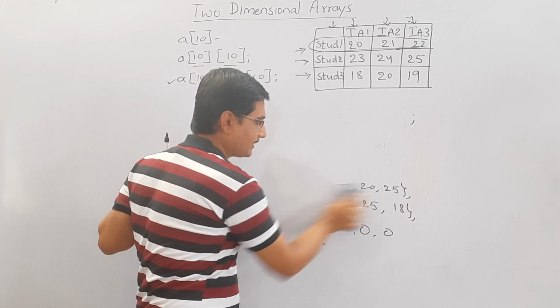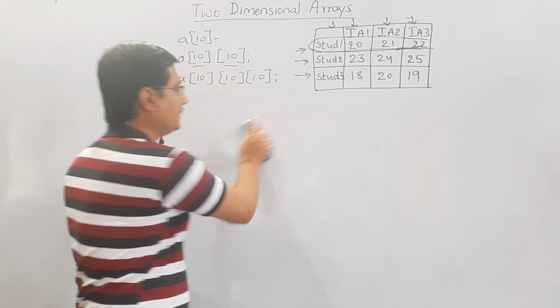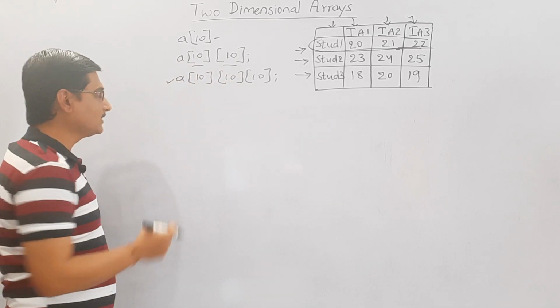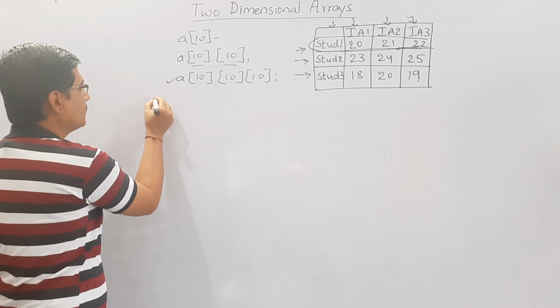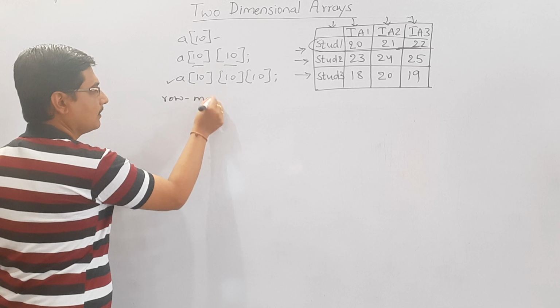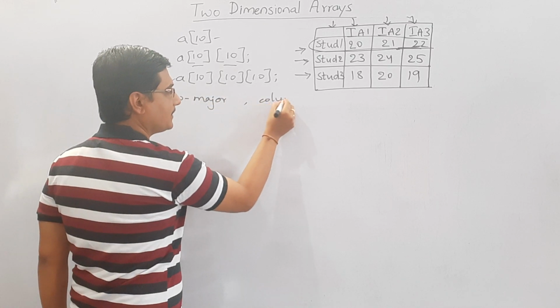Say we'll take the same items. Say there are 2 ways of organizing this in memory. One is row major arrangement, and another one is column major arrangement.